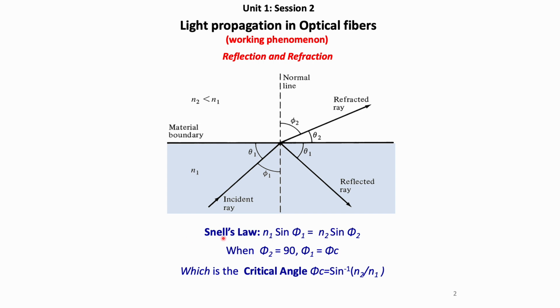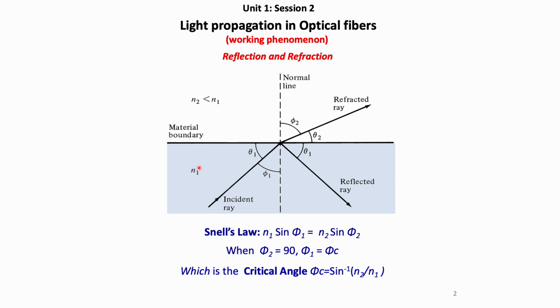So what is the formula for Snell's law? N1 sin phi 1 is equal to N2 sin phi 2. That is, the sine of the angle of incidence multiplied by the refractive index of the first medium is equal to the sine of the angle of refraction multiplied by the refractive index of the second medium. The next case is phi 2 equal to 90 degrees, which means the angle of refraction is 90 degrees.